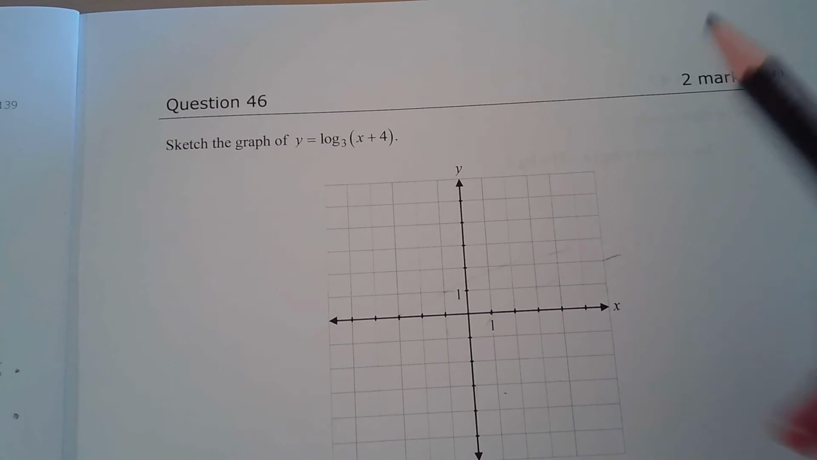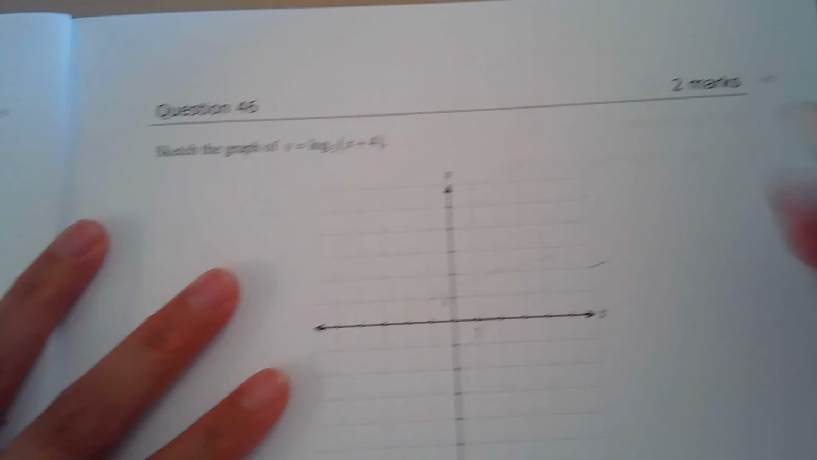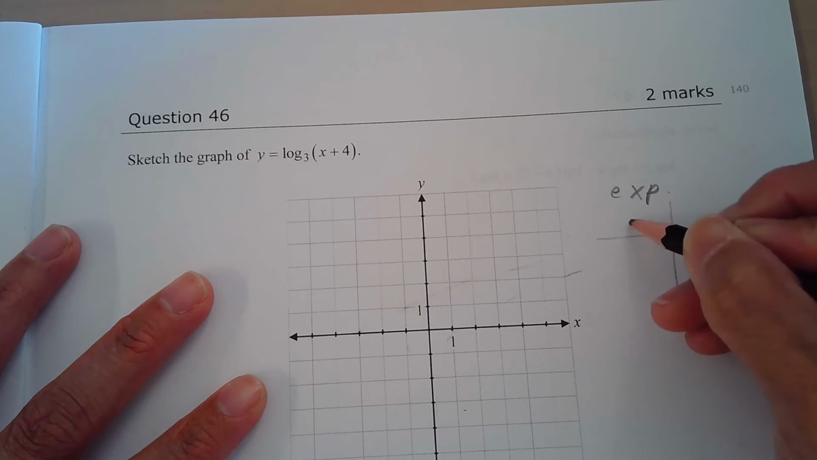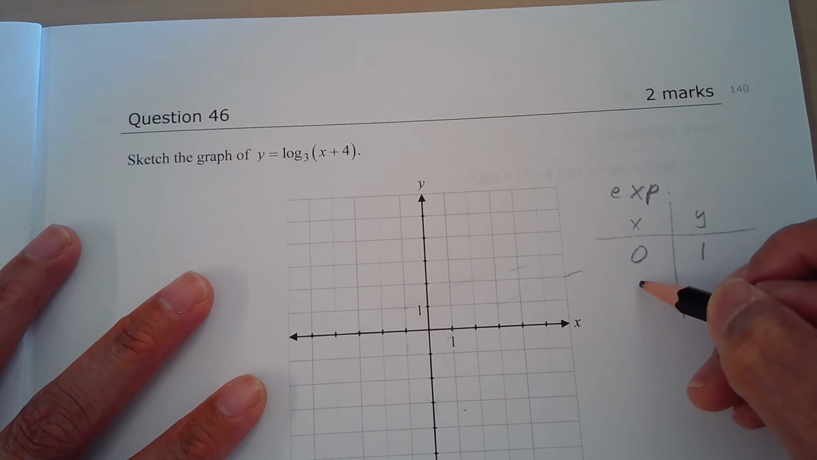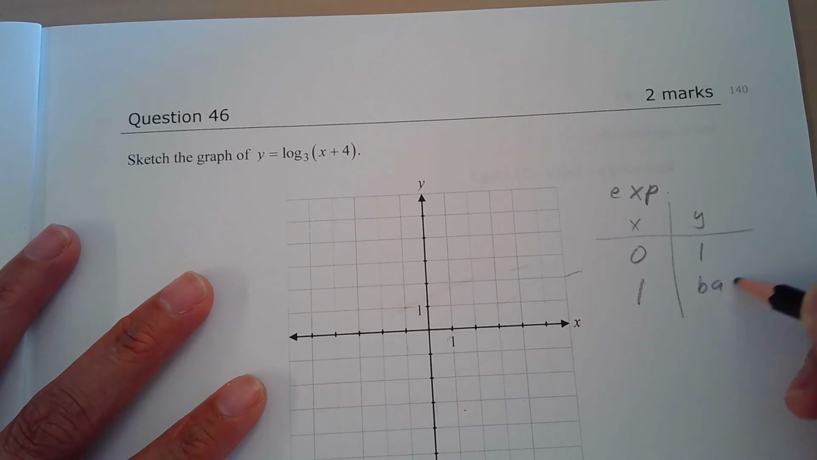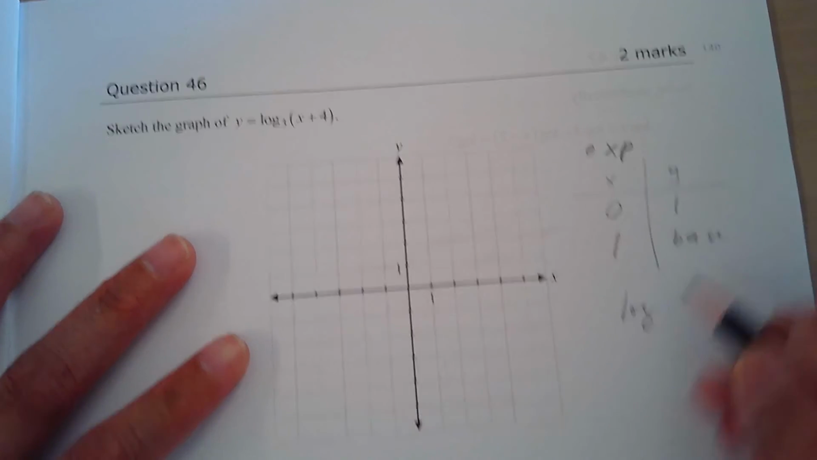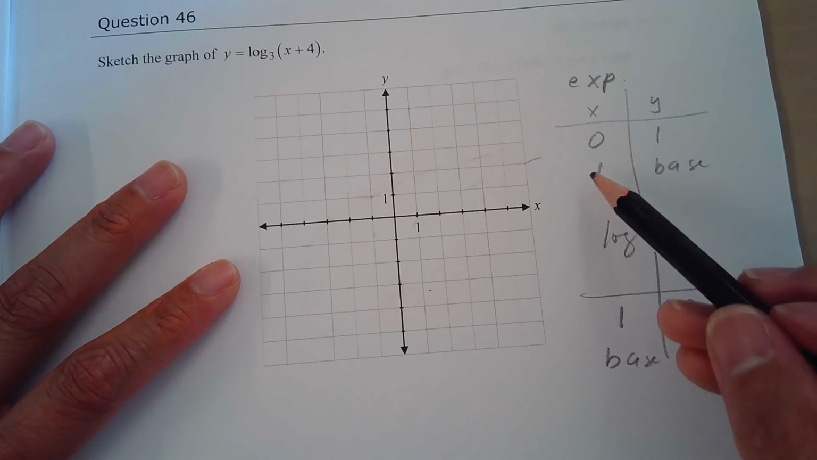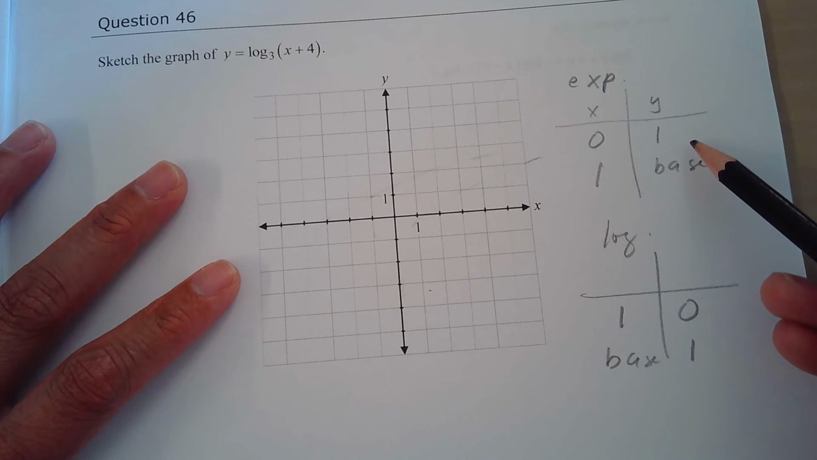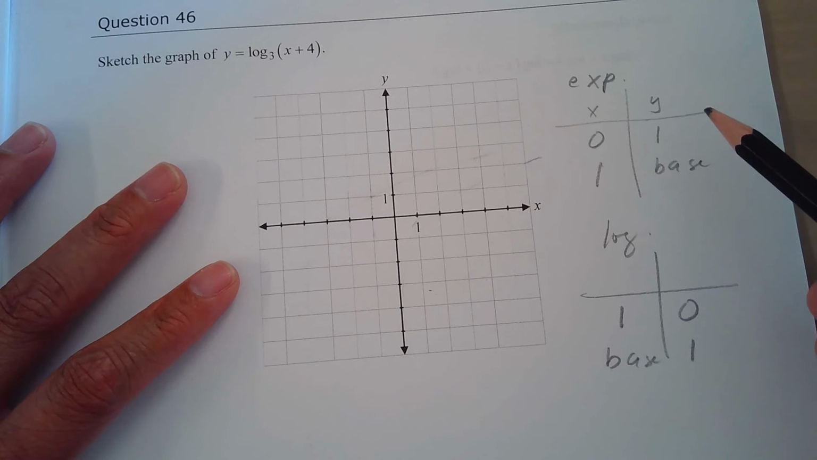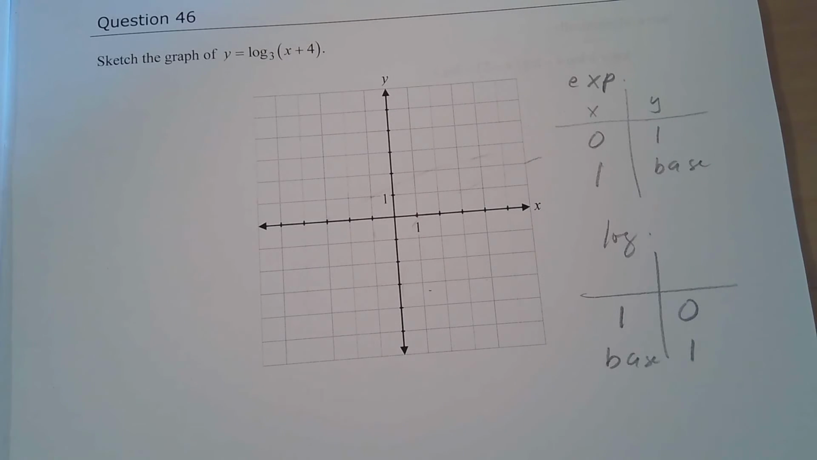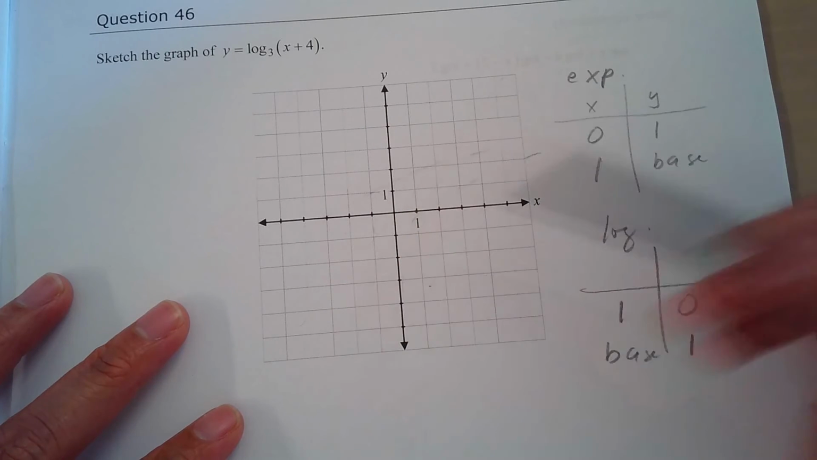Logarithm. Sketch the graph. Okay, what's the logarithm graph? Exponential graph is going to be (0, 1) and for logarithm, it's going to be (1, 0). They're inverses of each other, right? We figured out the inverse equation before. Inverse is switching the x and y values. It's a reflection over the line y equals x.